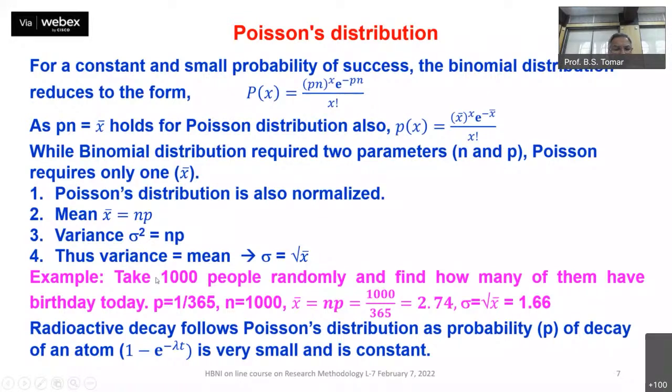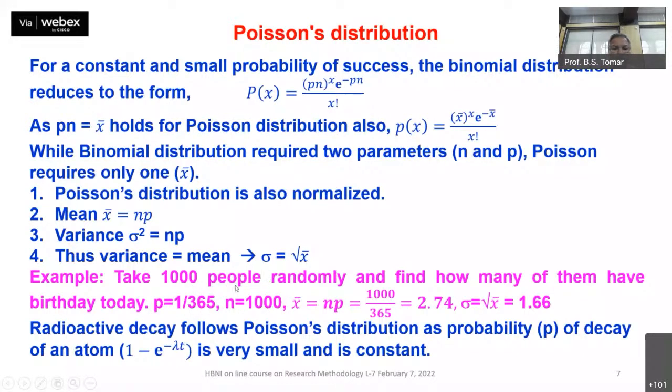Just to give you an example, let us say now, is the example of Poisson's distribution. You take 1,000 people randomly, and today suppose you have got a gathering, a party in a place, and you want to find out how many of them have their birthday today. So that is the problem.